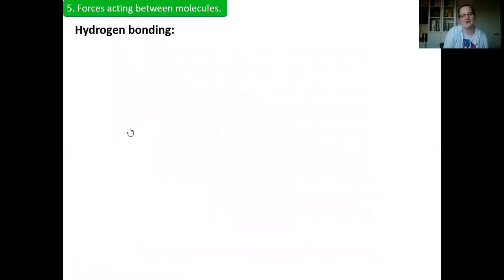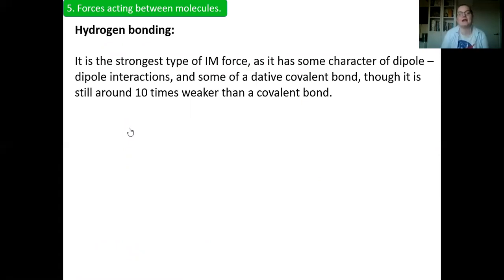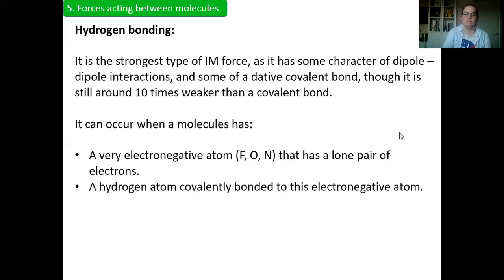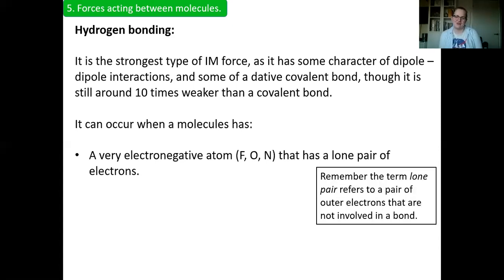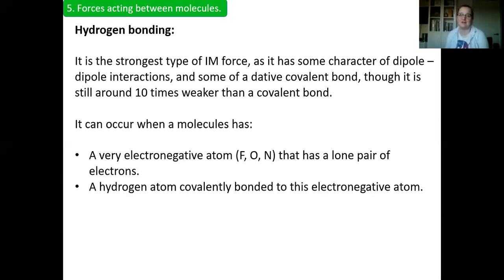We also have hydrogen bonding. Hydrogen bonding is one that you come across loads in biology. It is the strongest type of intermolecular force, as it has some character of dipole-dipole interactions and some of dative covalent bonding, but it's still 10 times weaker than a covalent bond. So it can occur when a molecule has a very electronegative atom, for example fluorine, oxygen, nitrogen, that has a lone pair of electrons. So remember, the term lone pair refers to a pair of outer electrons that are not involved in bonding. And a hydrogen atom is covalently bonded to this electronegative atom.